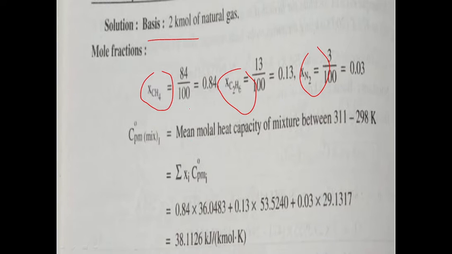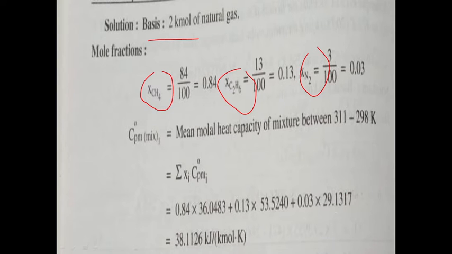Okay. So here the formula is Cp m dot of the mixture 1. Why? Because more than one component is present in the problem. So that's why we have to use Cp m dot of the mixture. This is the first condition, or case number 1: summation of xi into Cp m dot 1. So here we have 3 components. The first component is methane, with mole fraction 0.84.